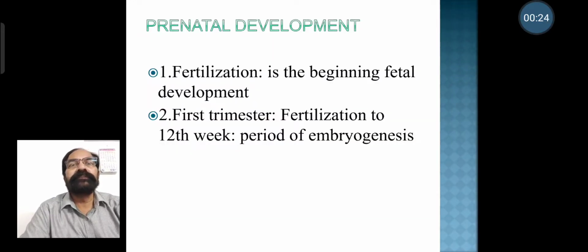Prenatal development. First, fertilization is the beginning of fetal development. Then first trimester, that is from fertilization to 12th week. It is a period of embryogenesis.